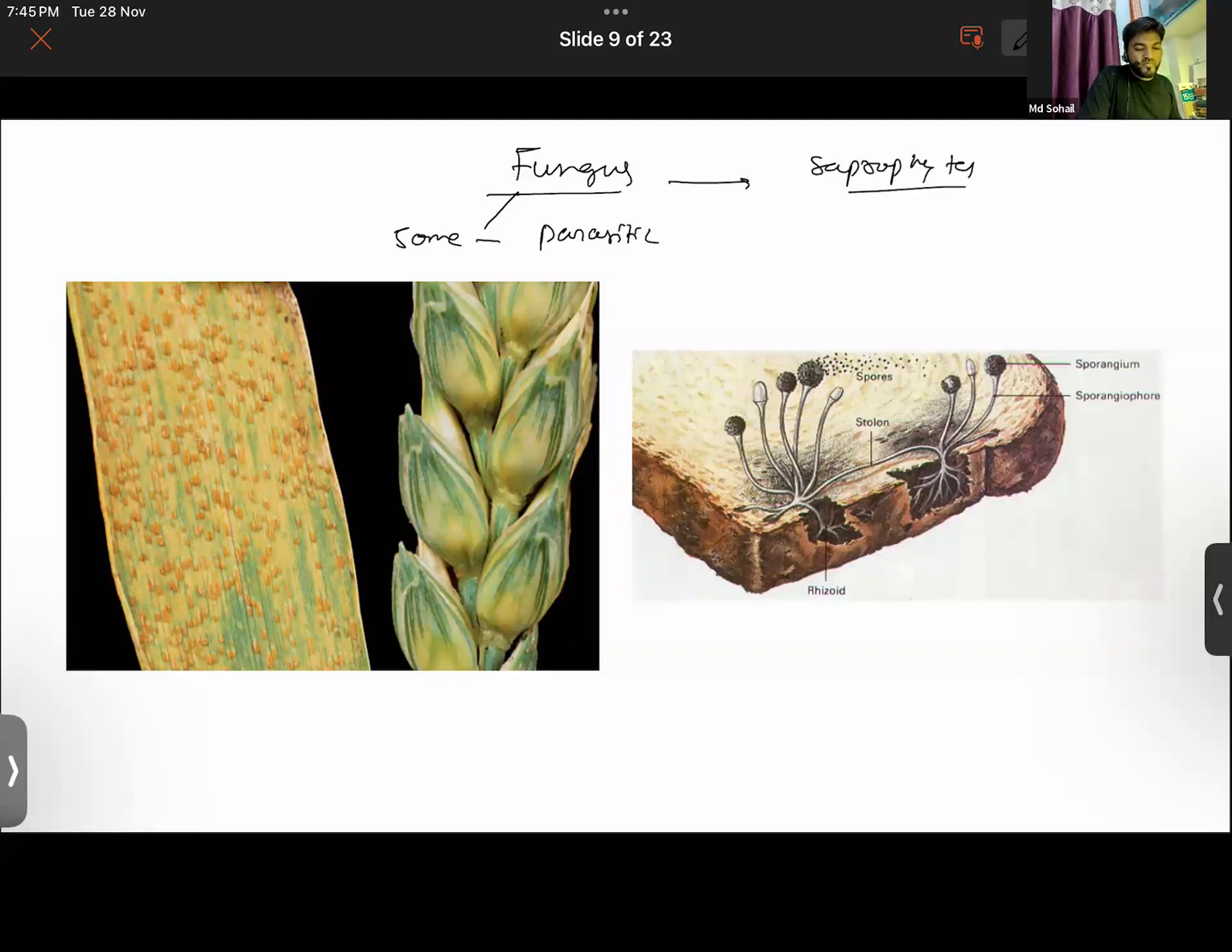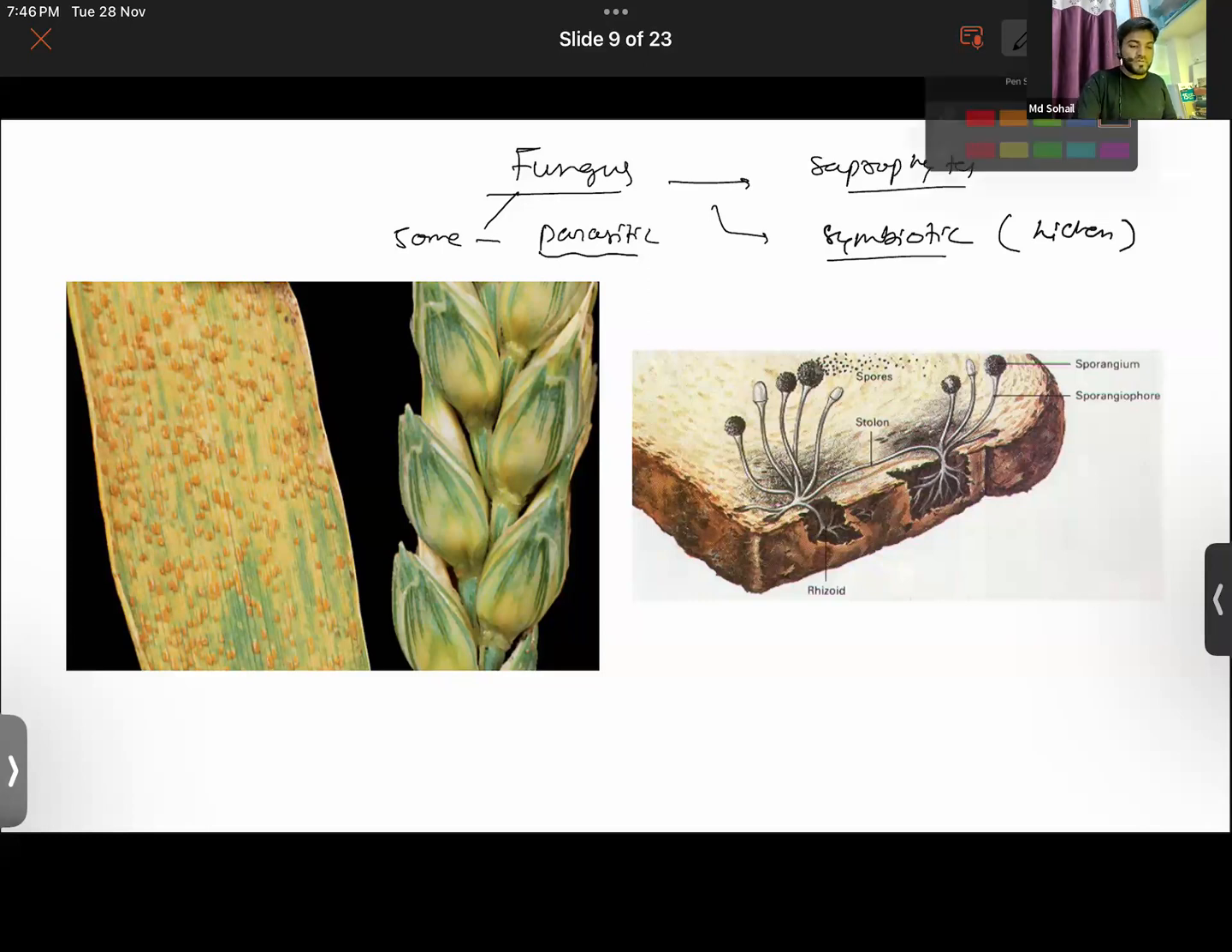Saprophytes, you guys know what are saprophytes? The organism that feeds on dead and decaying matter. For example, you have the example of the mushroom. That is a type of saprophytic plant. So some of the fungi could be parasitic. Some of them could be showing a symbiotic lifestyle, like an example is a lichen.